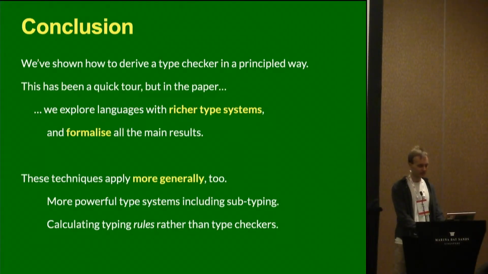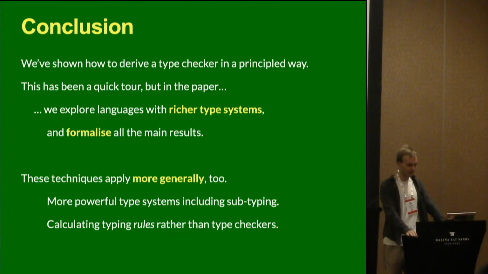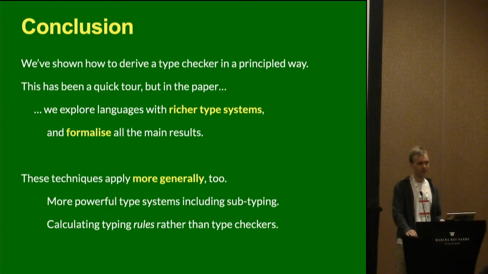In conclusion, this is a nice principled way to derive type checkers. I showed it to you on a very simple language here. We only have 3 AST structures, right? There's not much to it. In the paper, we do look at some slightly richer type systems with some subtyping and slightly more complicated languages. Also, all of the proofs, all of the main results are formalized in Agda. So when I've said something like, trust me on this one, or this is not circular reasoning, I promise, this is why it's actually not circular reasoning.